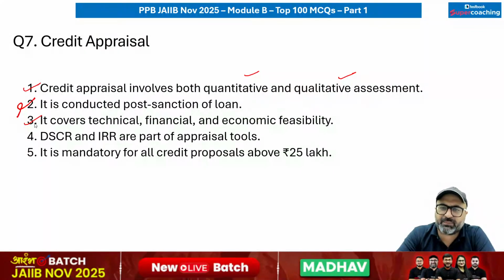Any idea guys? What are these terms? We have two terms, one is DSCR and the other one we have is IRR. What do these terms mean?